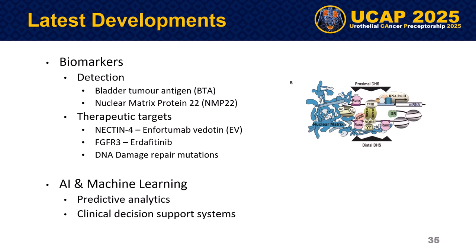Then we have the DNA damage repair mutations like ERCC2, which is critical for cisplatin eligibility. Tumors with DDR defects have 71% complete response rates to neoadjuvant cisplatin, in contrast to 25% in DDR wild-type cases. The molecular stratification ensures that the right drug reaches the right person and prevents side effects in others.